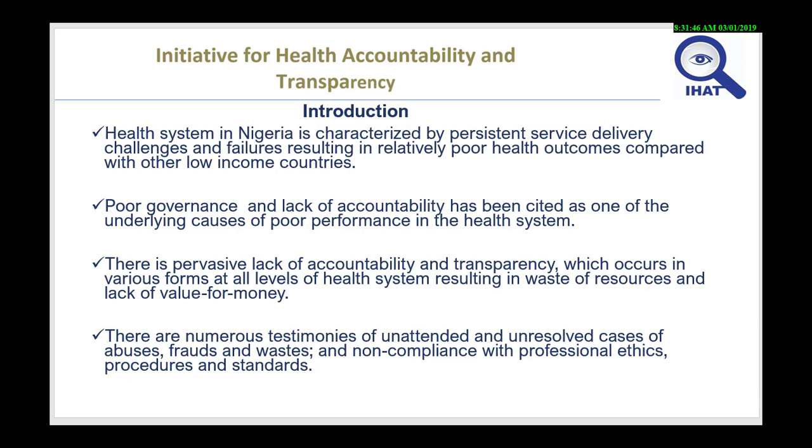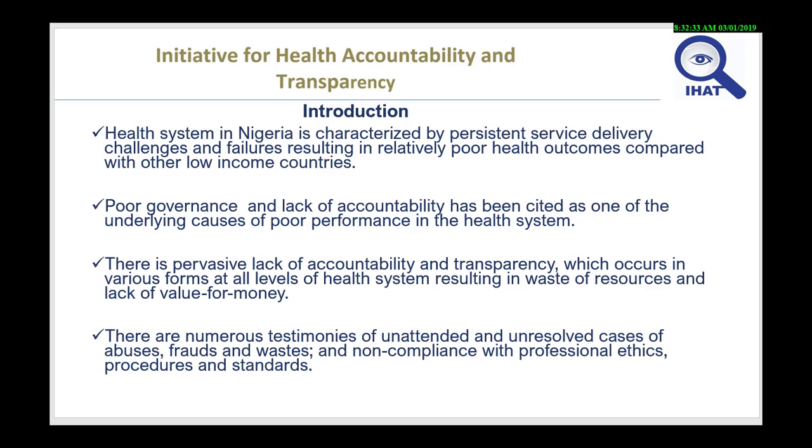Let us look at key issues as it affects accountability in the health system in Nigeria. Health system in Nigeria is characterized by persistent service delivery challenges and failures, and this has resulted in poor health outcomes compared with other low-income countries. Poor governance and lack of accountability has been cited as one of the underlying causes of poor performance in the health system in Nigeria. There is pervasive lack of accountability and transparency, which occurs in various forms at all levels of the health system, resulting in waste of resources and lack of value for money.